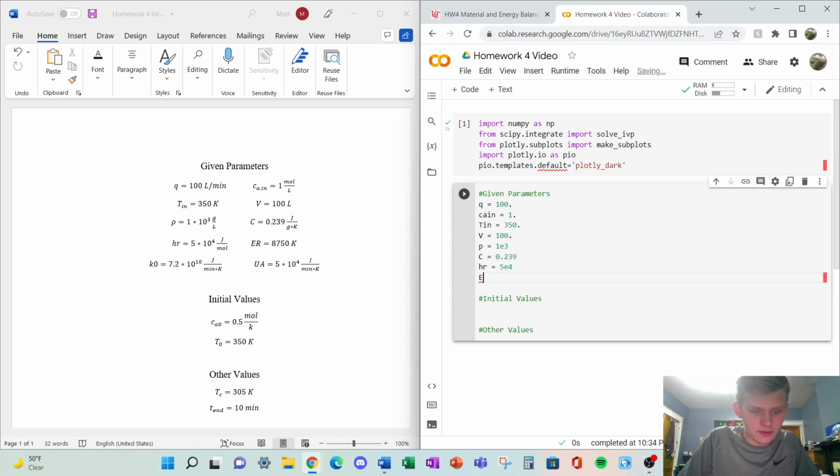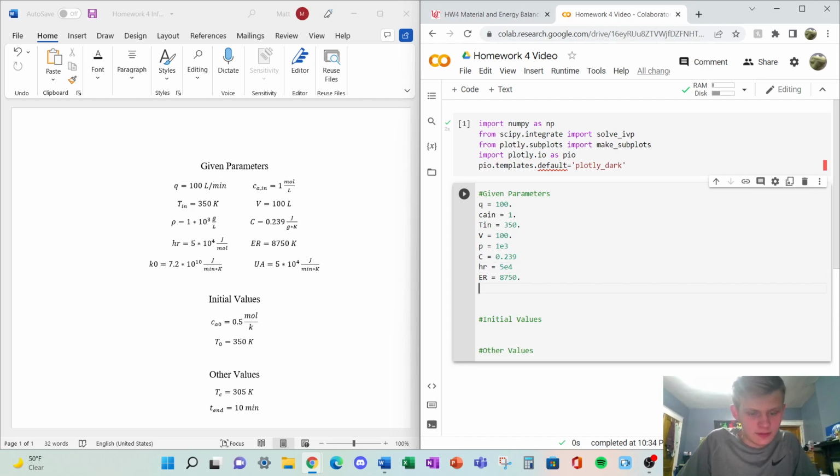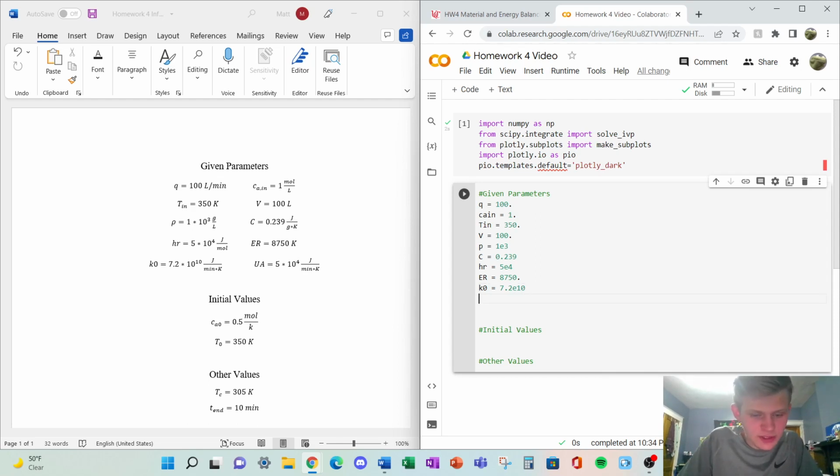And then our activation energy is going to be 8,705 Kelvin. Oh, almost missed it, we need periods on the end of these. And then our frequency factor is going to be 7.2 times 10 to the 10th. And the last thing we need is our thermal conductivity, which is going to be the same as our heat of reaction, so it's going to be 5 times 10 to the fourth.